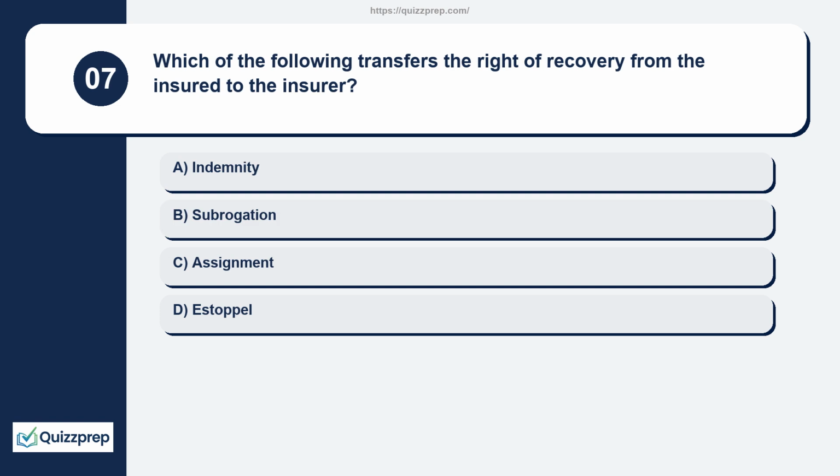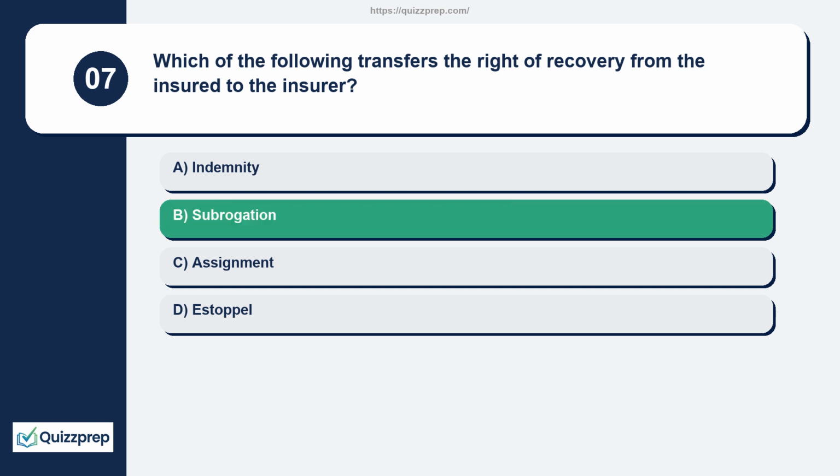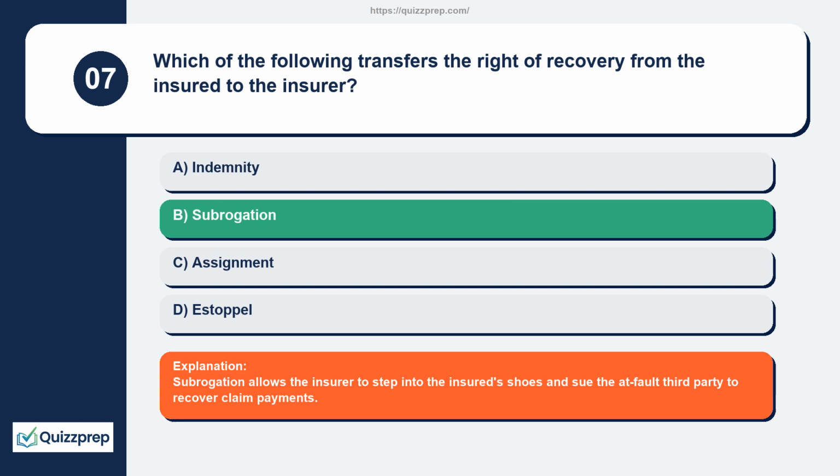Question 7. Which of the following transfers the right of recovery from the insured to the insurer? Indemnity, subrogation, assignment, estoppel. Subrogation allows the insurer to step into the insured's shoes and sue the at-fault third party to recover claim payments.